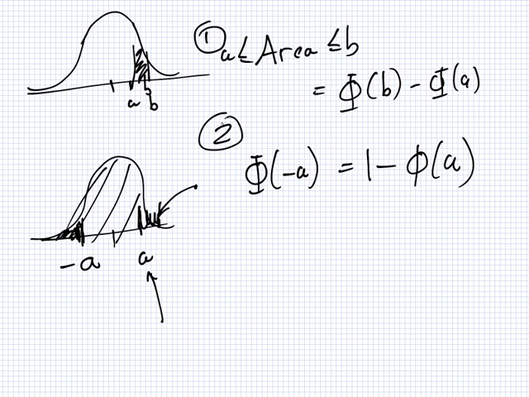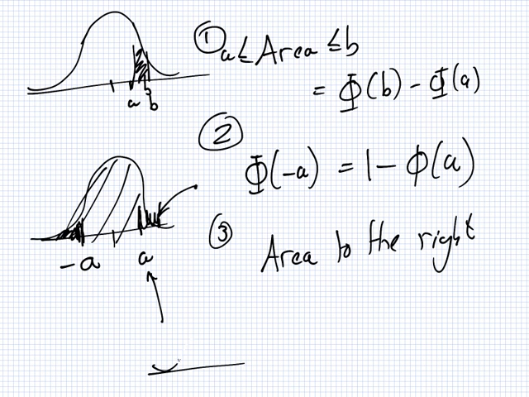Second useful result. And the third one, if you need the area to the right. So for example, if you want to look to the right instead of to the left, you do 1 minus. Yeah, that's step 2 again. So it's the same as the one above it.